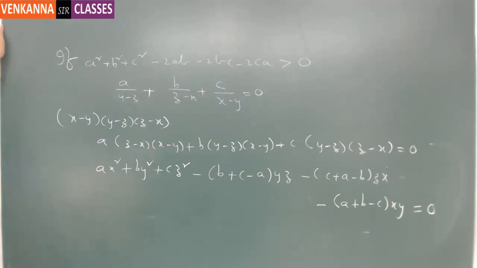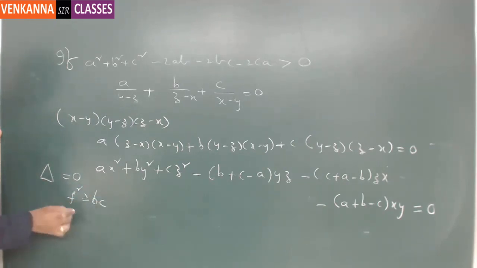Now actually, in order to check whether this second degree homogeneous equation represents pair of planes or not, we need to apply the two conditions, that is the delta value, the determinant value must be equal to 0, and you have the conditions that f square is greater than or equal to bc, g square greater than or equal to ac, and h square is greater than or equal to ab.